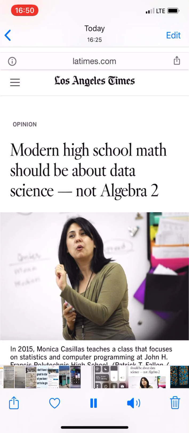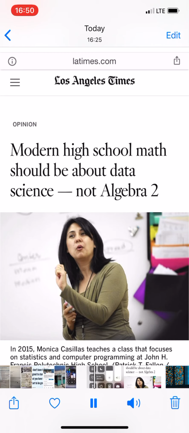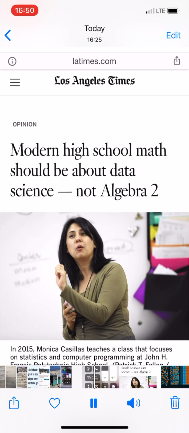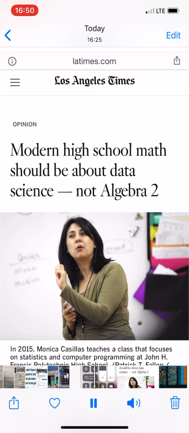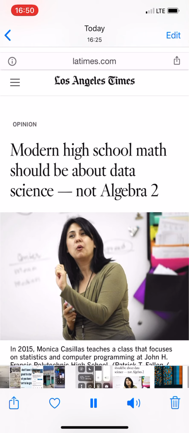But she published this with Stephen Levitt, and it's about the importance of data, probability, statistics, permutations, combinatorics. All that stuff gets pushed to the side in high school. And why? Why is that not at the forefront of what we teach? This is an article that diminishes Algebra 2 and emphasizes data and statistics. And I couldn't agree more.